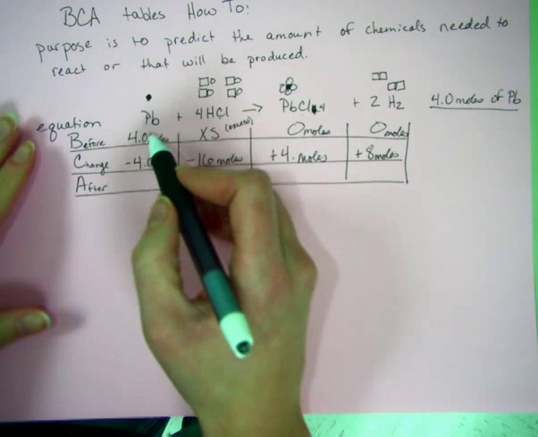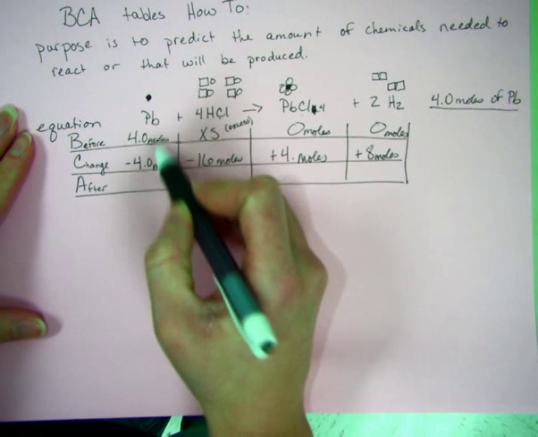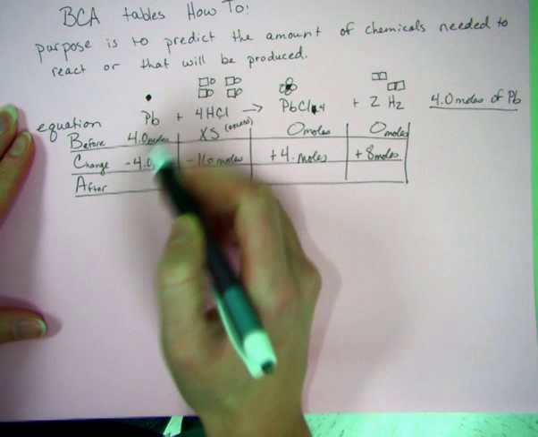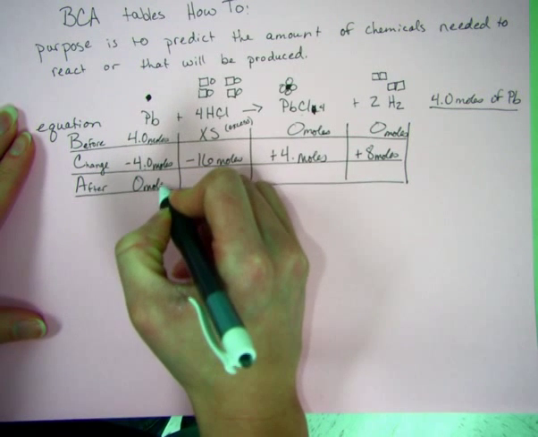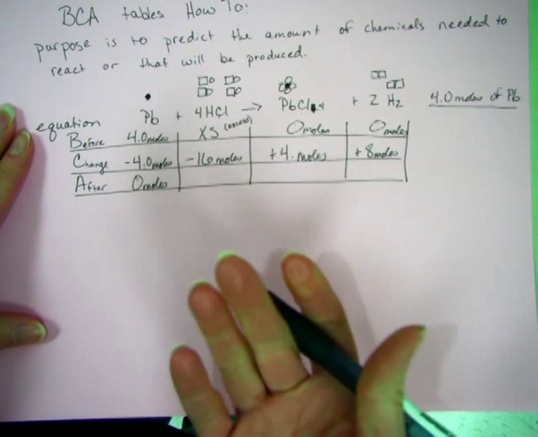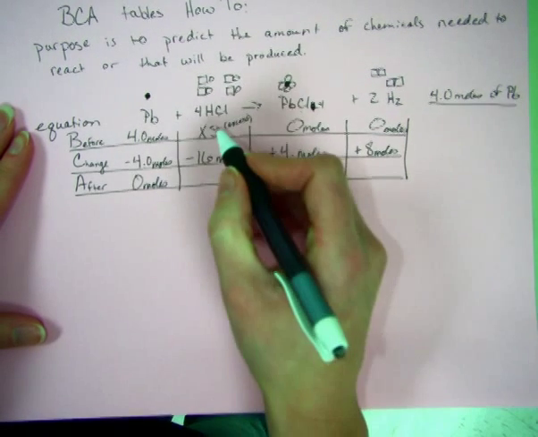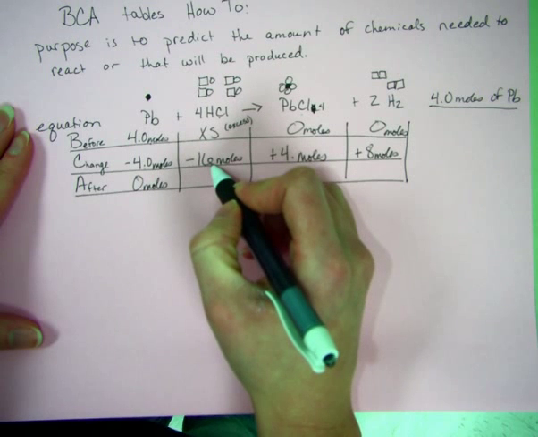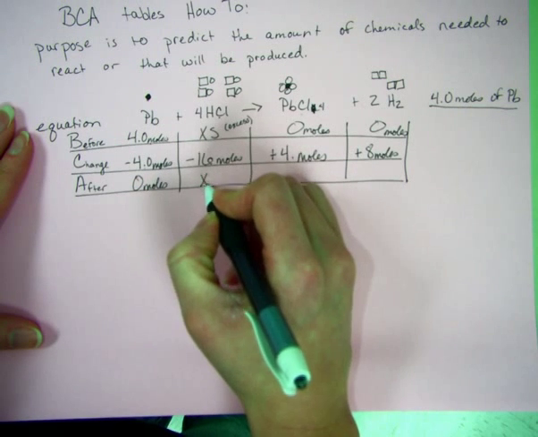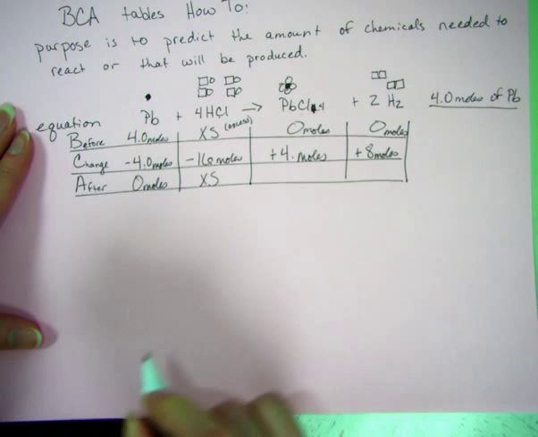Next step's pretty simple. You just do some subtraction and addition going down. So we're going to take 4 minus 4, and we're going to have 0 moles of lead left, which is what we want because we want to react everything. Our excess, we're going to subtract out 16 moles of it, still going to leave us with excess.